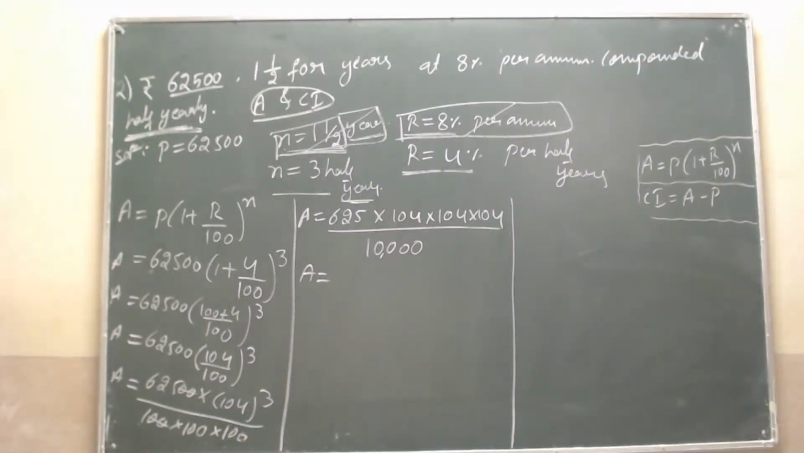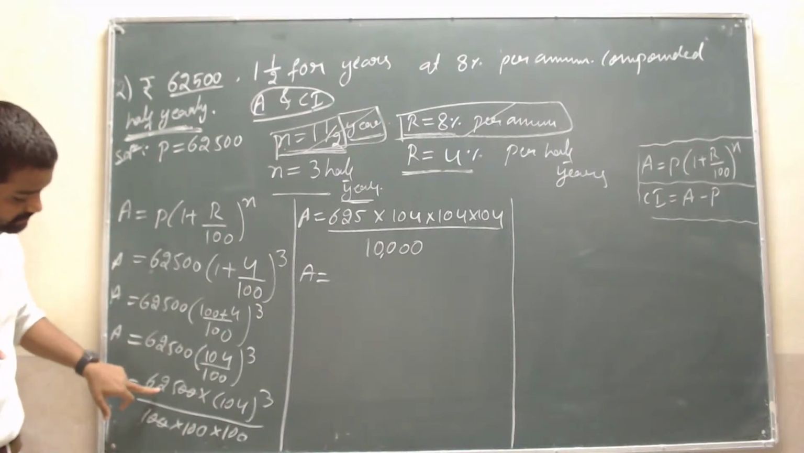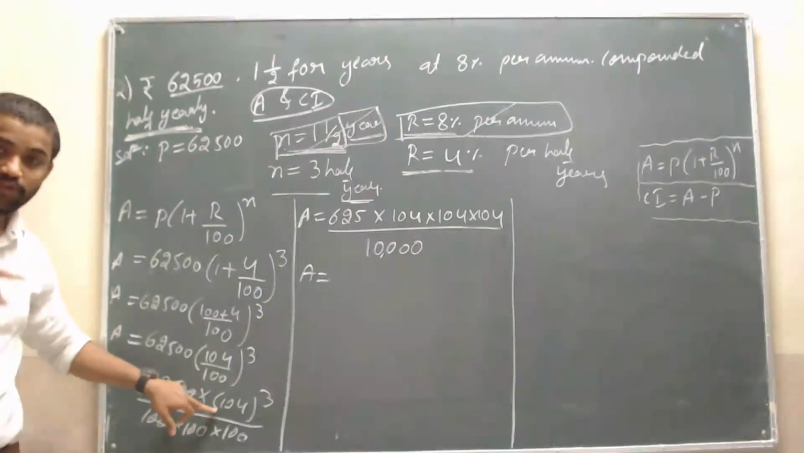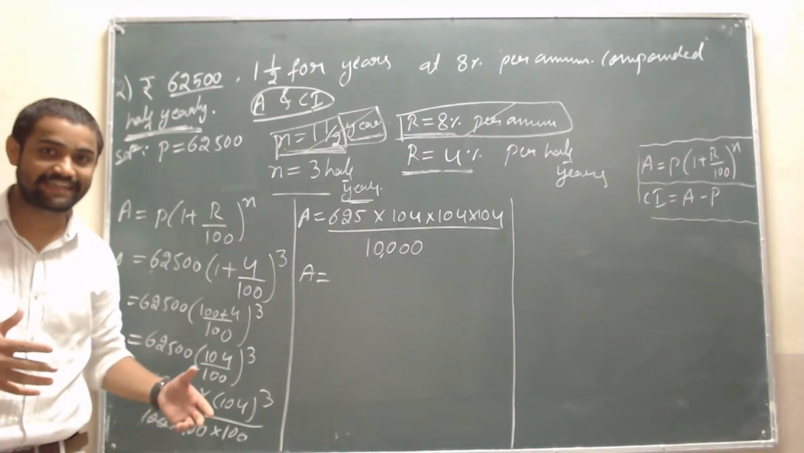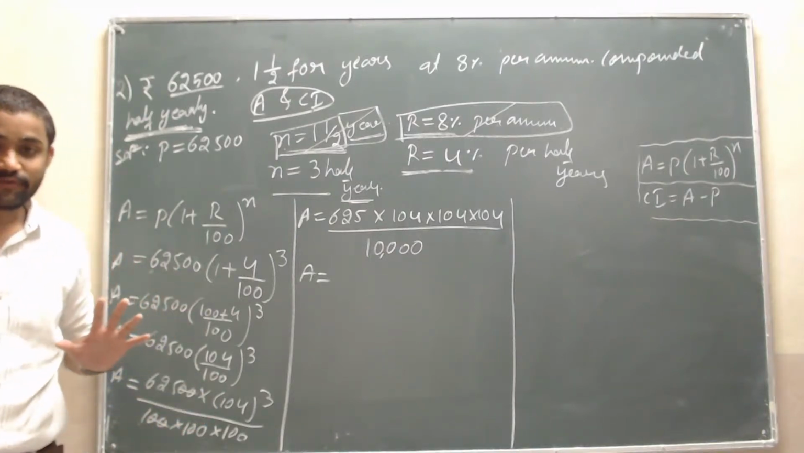I'm waiting for your answer. Pregnant is 62,000. Check it once. You will make a mistake inside the calculator. That is 6625 into 104 into 104 into 104 again divided by 100 into 100. You will do like that. Don't do like that. It will show different.